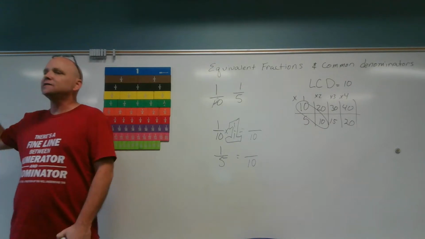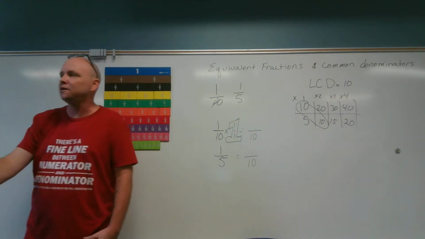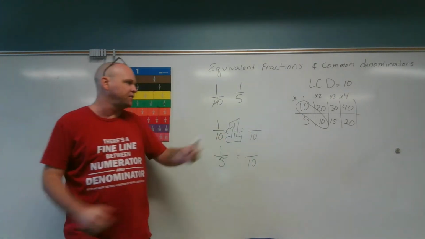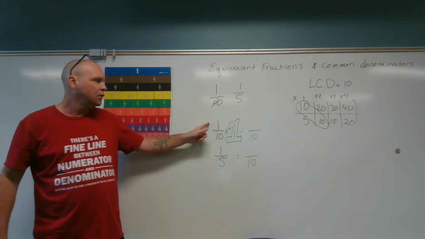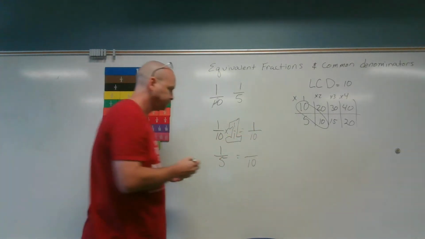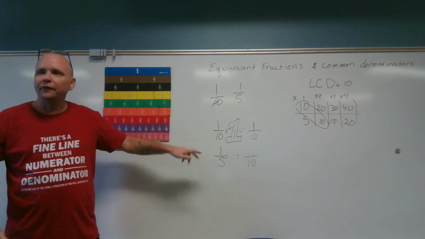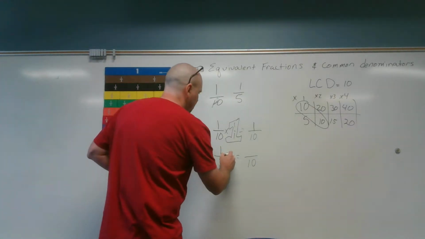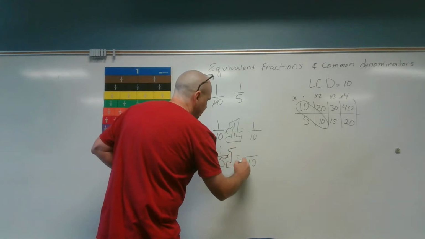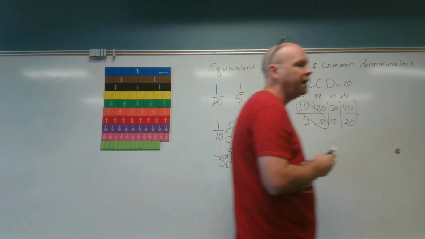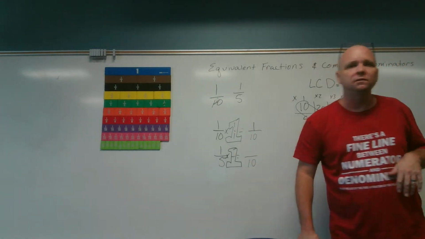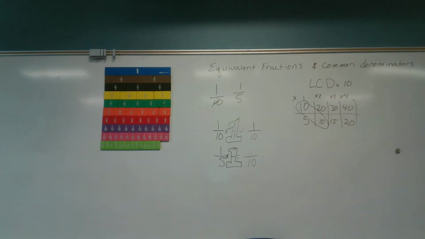As long as it has the same numerator and denominator, that fraction is going to equal 1. I did not change the value. Then I look at my numerators. 1 times 1 is 1. Now this one's different. We have different denominators here. But we don't want to change the value. So we're going to have to multiply that fraction by 1, but a different one. I can't multiply this by 1 over 1. That's not going to change the value.